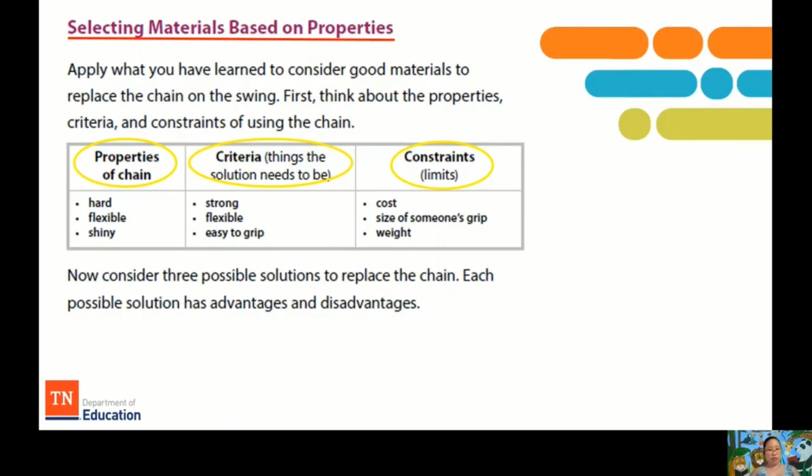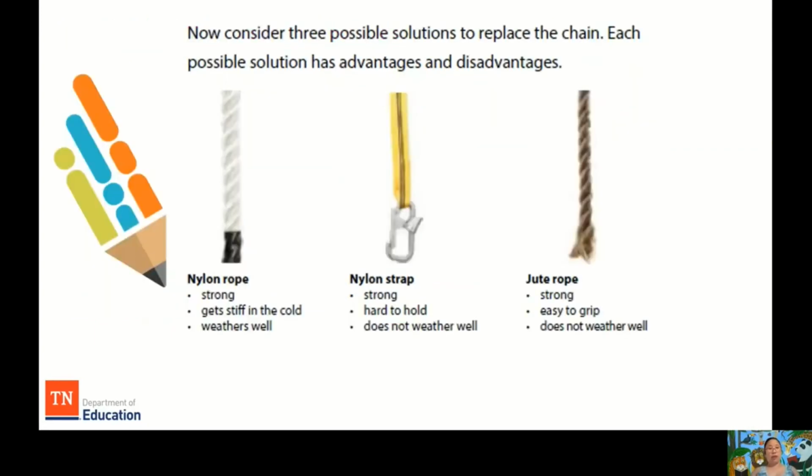So once we consider those things, we now consider 3 possible solutions to replace the chain. Each possible solution has advantages and disadvantages. So when I'm doing a design process, it seems like it's saying to me that I might think about more than one way to do it, and also to evaluate what might be good about it, the advantages, and the disadvantages, what might be some weaknesses in this plan. Here's the picture of 3 different kinds of materials.